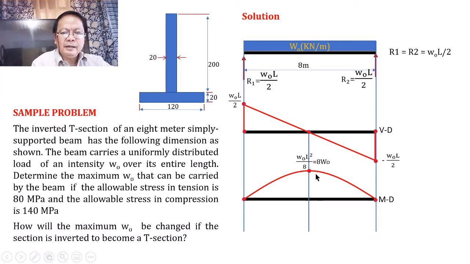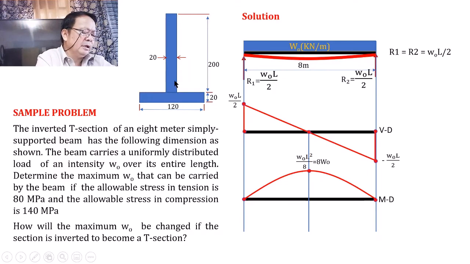And because the maximum bending moment is positive, the implication is that our beam will be concave in the upward direction. That is the concavity of our beam. Now, what does it mean when our beam is concave in the upward direction? Let us study this. If this is our section, let us say our neutral axis will be somewhere here. This is our neutral axis.